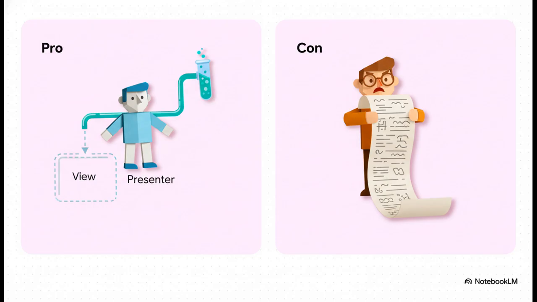So why go through all this trouble? Well, the huge win is testability. Because the view is so simple and passive, you can easily create a fake or mock version of it in your tests.